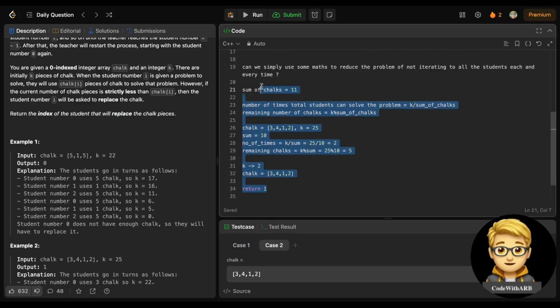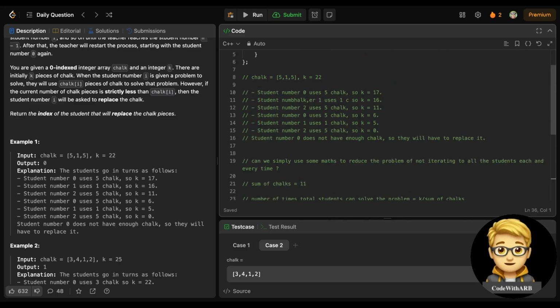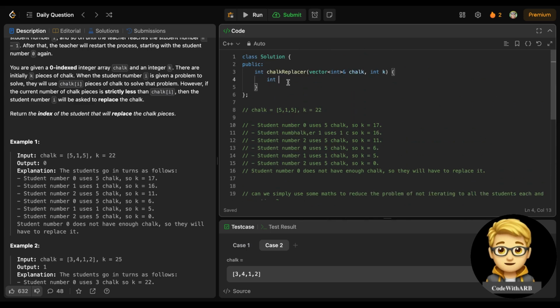So basically, ultimately, we just need to focus on the sum, then the remaining number of chalks, which is k modulus sum. That is the remainder number of chalks after the iterations. Now we focus on this remaining number of chalks instead of k, and iterate once to check at which index it is less. That's the whole point of this question. Hope this is an easy question. Let's just solve this.